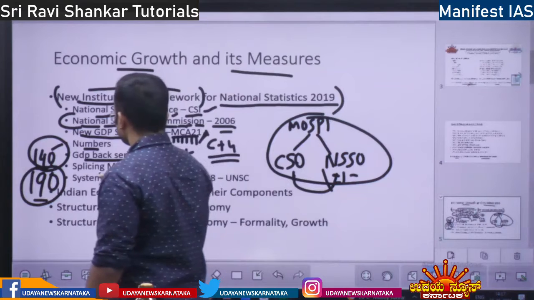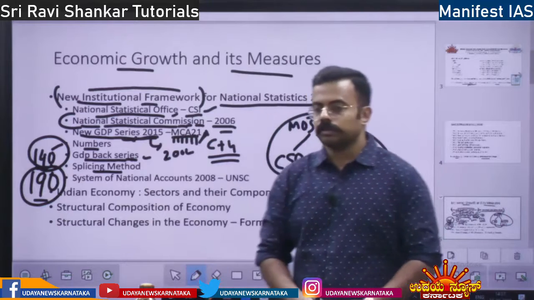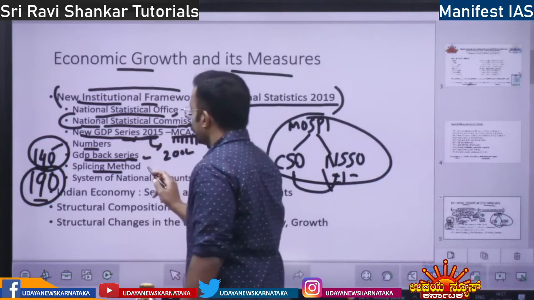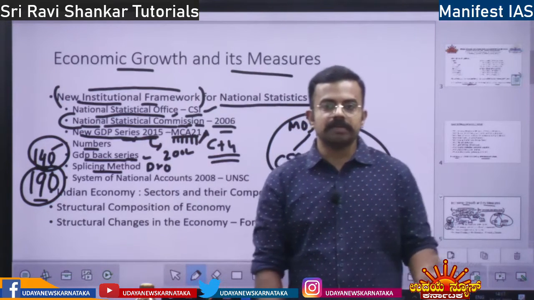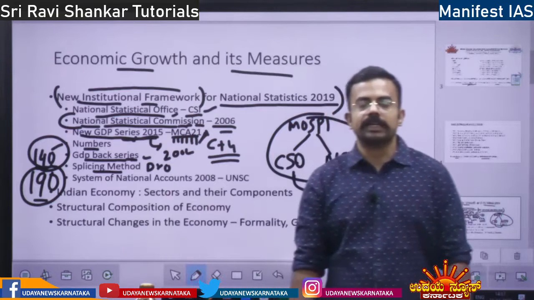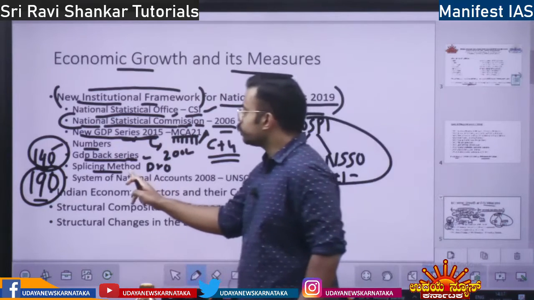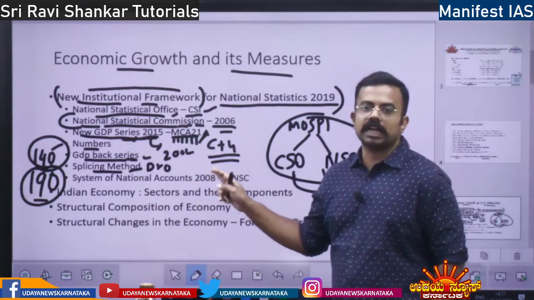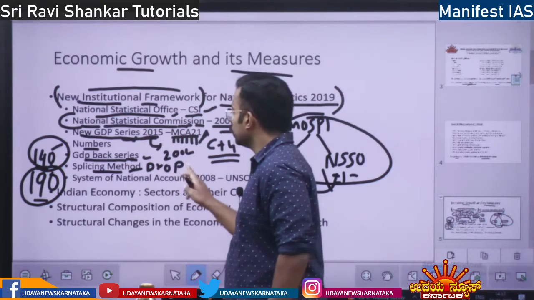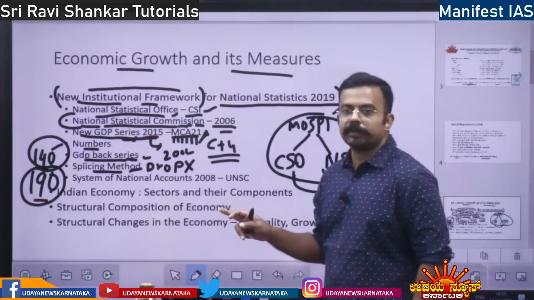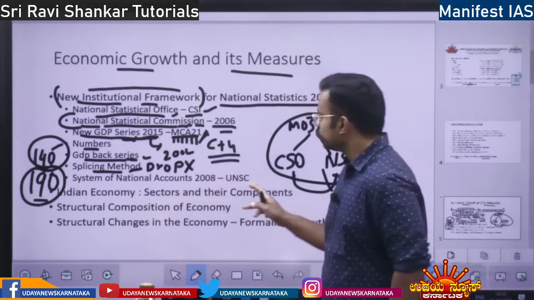Splicing method. I have already taught you the splicing method. It is nothing but dropping old products. Landlines and telegrams are not used today, right? Whatever is getting old or non-usable, we will drop in the splicing method. The products which we are not using anymore, that are outdated, are all dropped. For example, your landline, which is no more being used in a major way. All those things will be dropped.